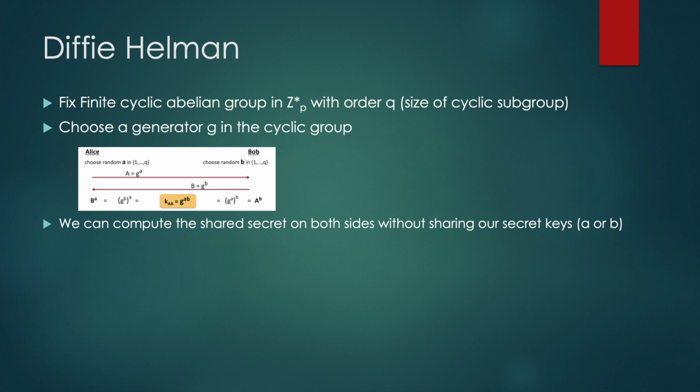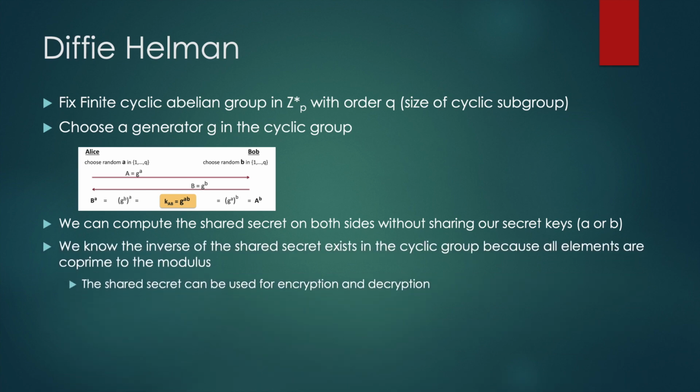And since the group generated by G is coprime with the modulus, we know that there exists a multiplicative inverse of each element of this group generated by G. So G to the AB has a multiplicative inverse, and we can solve it by getting G to the minus AB. Then we can use G to the AB as the shared secret for encrypting messages, and G to the minus AB for decrypting messages. The public key is composed of the generator G and Alice and Bob's own public keys.